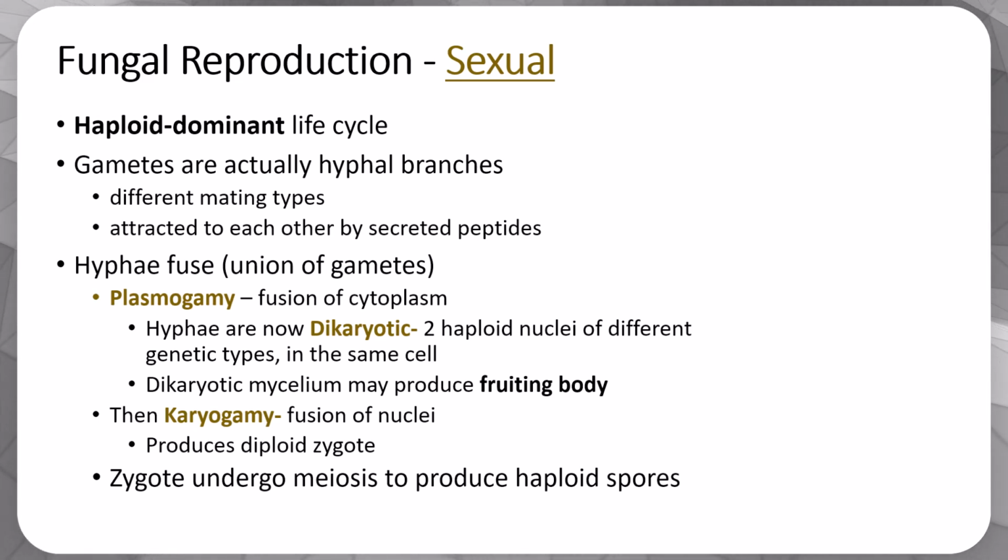And then when those hyphae fuse, the first step is plasmogamy, which is the fusion of the cytoplasm. So now the hyphae have 2 haploid nuclei, so we call that the dikaryotic stage, right? Di is 2, karyotic is nuclei, so dikaryotic is the 2 nuclei stage. And those 2 nuclei are genetically different, right? That's kind of the whole point of sexual reproduction, to get different genetic material together. And then that dikaryotic mycelium produces a fruiting body. And then you have karyogamy, which is when the nuclei fuse together, so you get a diploid zygote. Then that diploid zygote undergoes meiosis and produces haploid spores.